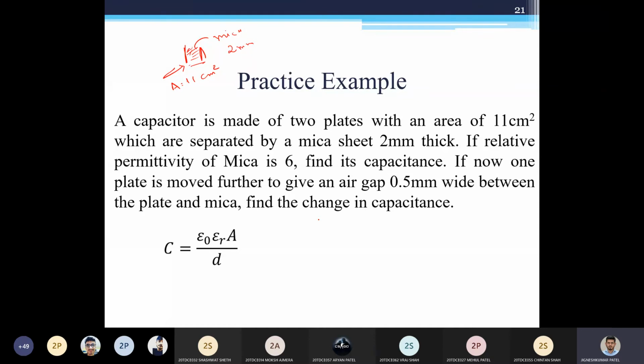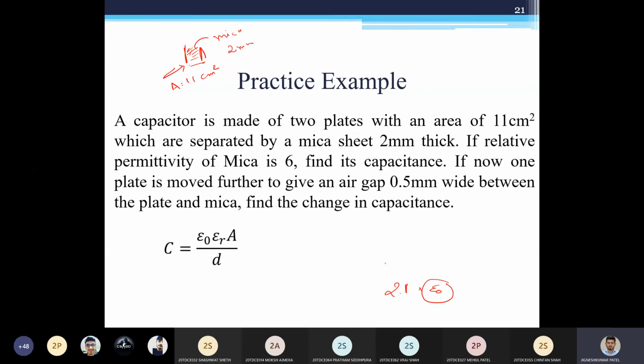Change in capacitance is 2.1 into epsilon naught. Okay, like this. The value of this is already given to you. Since you know the value, you can put this value. It would be easy in that case.